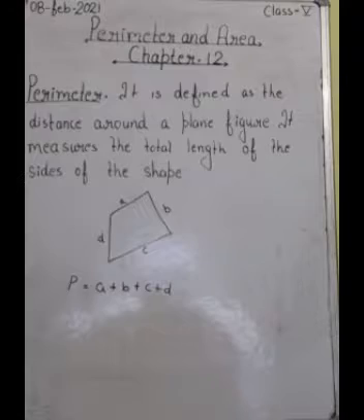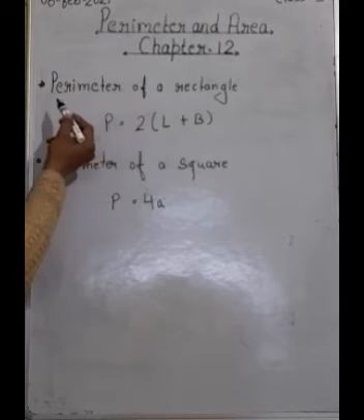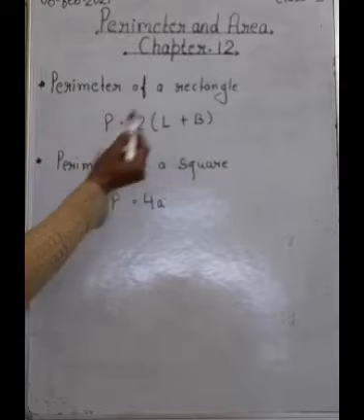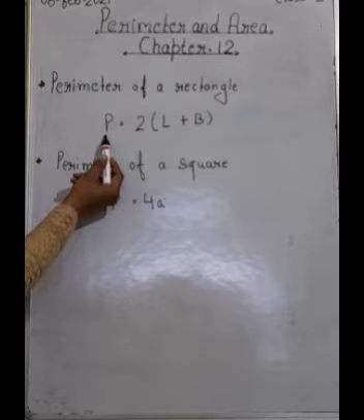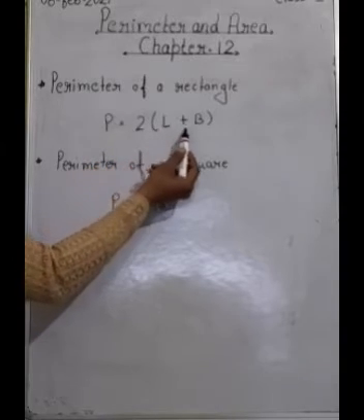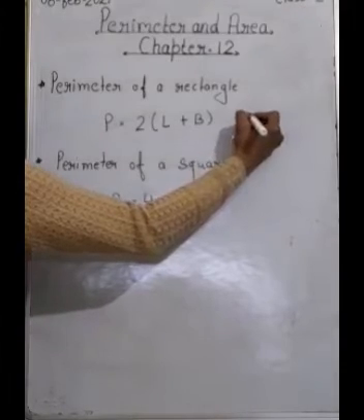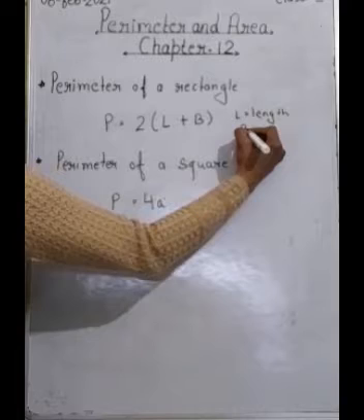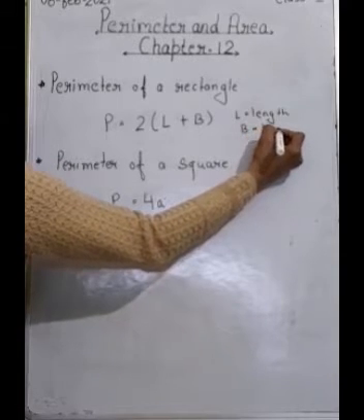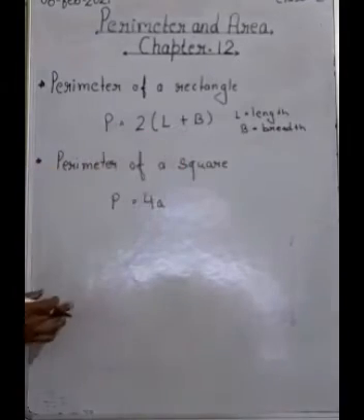Okay. Here I have written two formulas for finding the perimeter. The first one is the perimeter of a rectangle. The perimeter of a rectangle is given by the formula P is equal to 2 in bracket L plus B bracket close. Here L represents the length of the rectangle, and B represents the breadth of the rectangle. Clear? So you have to use this formula.